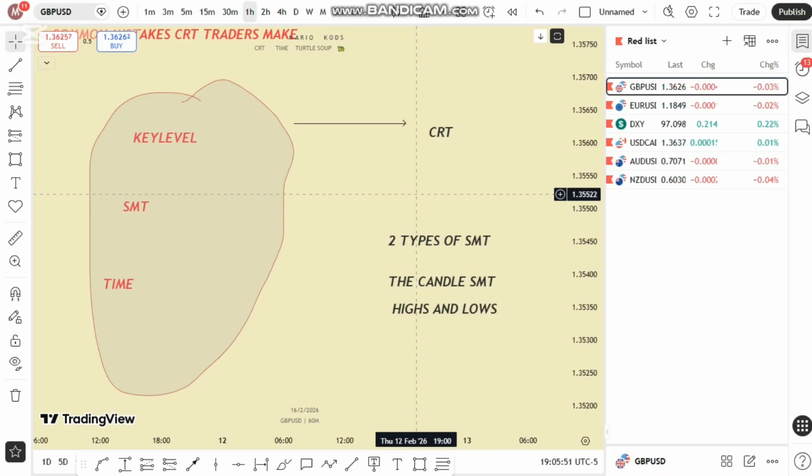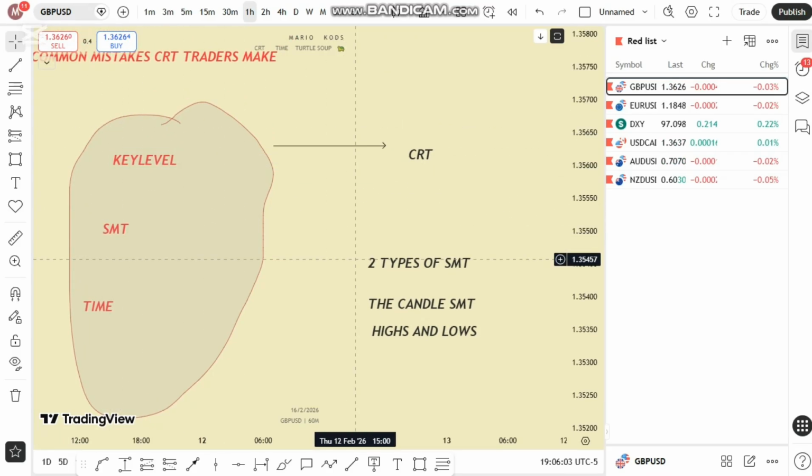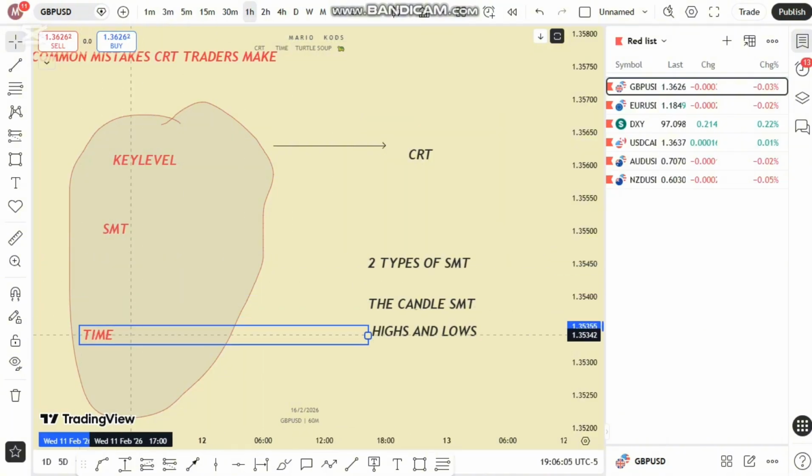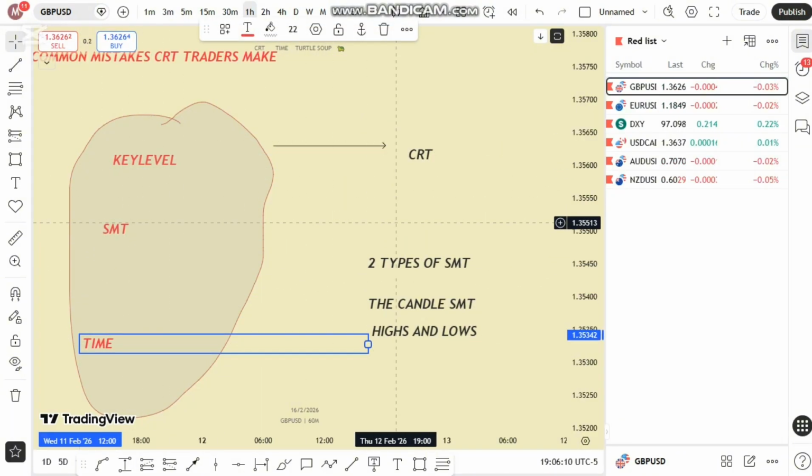Where am I taking my trades from? What key level am I taking my trades from? Very important. So I'm only going to talk about key level and SMT. That is the most important one. Keep time aside. Key level and SMT is the most important thing you need to know.